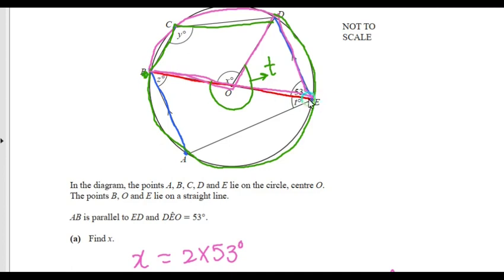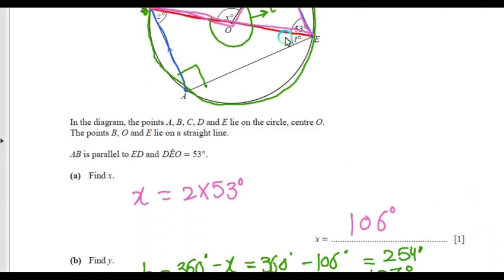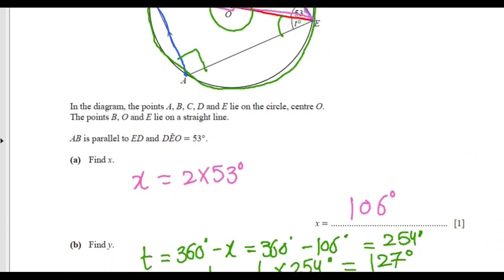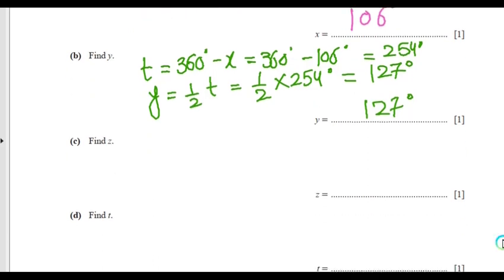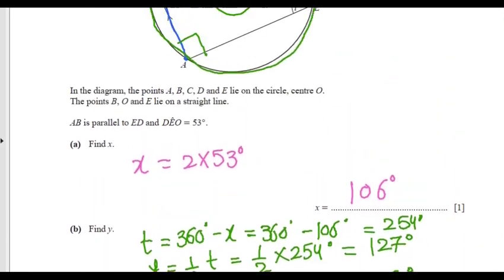So T will be equal to, because this is the complete circle, T should be equal to 360 minus x. And we know that the value of x is 106. So we get 254, right? Now the angle at the circumference is half of the angle at the center. So it means y should be half of T.